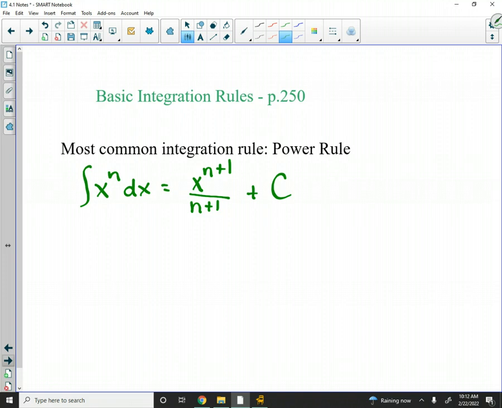So if we're asked to antiderive x to a power, we add 1 to the power, and then we divide by that new power, plus c. So let me show you how that works. Let's just go very simple. x to the 5th.